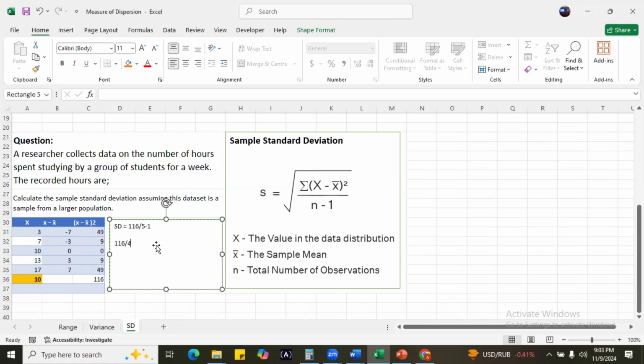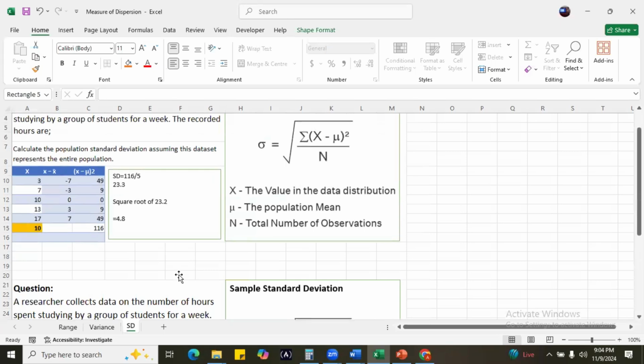So when we do this, we have 29. Okay, so we need to find the square root of 29, okay? So the square root of 29 now is going to give us our sample standard deviation, okay? So it gives us 5, okay? So our standard deviation in this case is equal to 5.